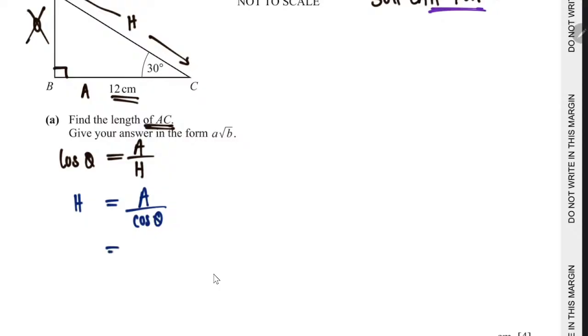So this is going to be, what is our adjacent? 12. So hypotenuse is AC. What is our adjacent? 12 over, what is theta? 30. So over cos 30 degrees.